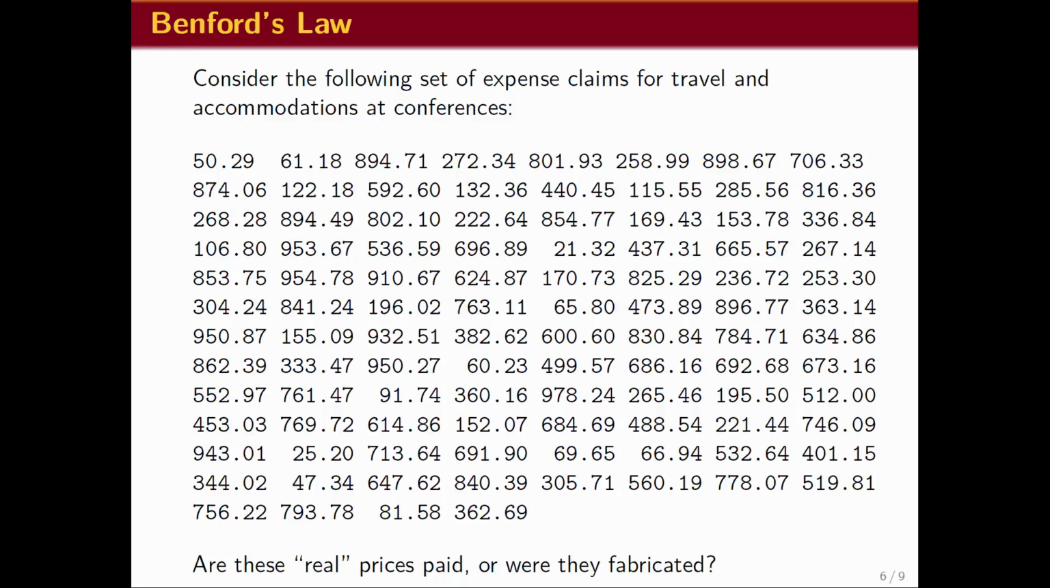They didn't do the things they said they did. They didn't take those plane rides, whatever. They didn't go to those restaurants. They didn't pay that conference registration fee. And they're submitting these false claims, and they made up these numbers. So the question is, how do we assess whether or not the prices are real, that these are actual expenses that arose, or that they were fabricated?